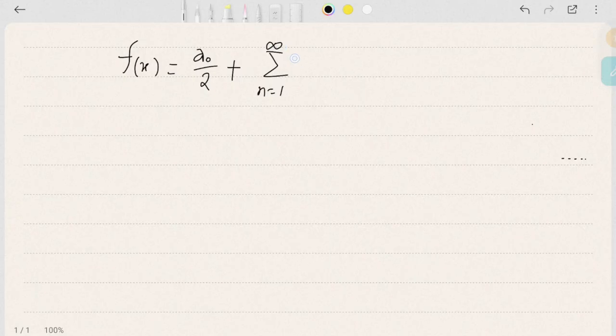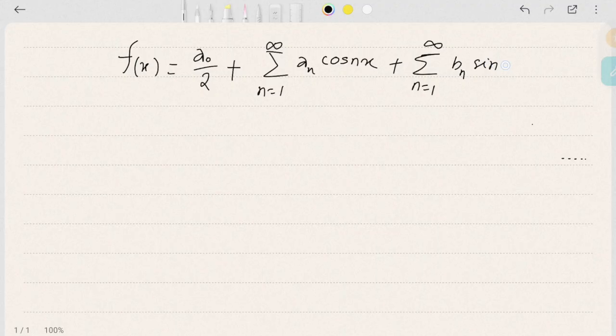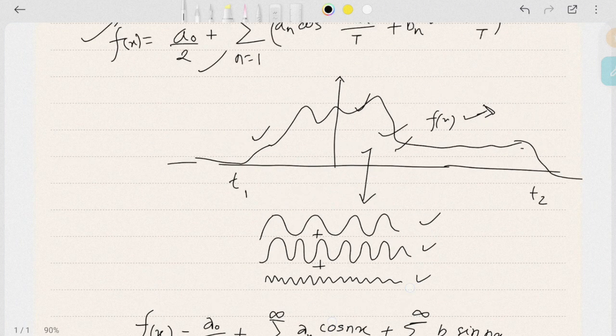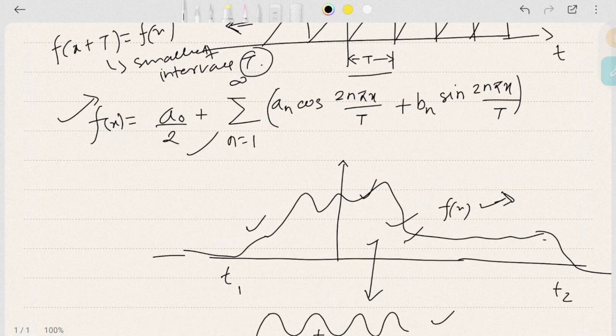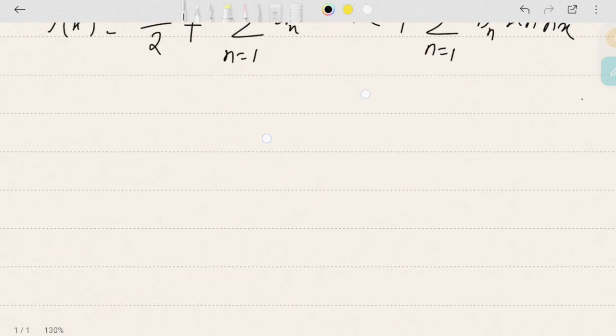Let's find a naught, a_n and b_n here. This is a periodic function of period 2 pi. Because the real formula is this, if T is 2 pi, the 2 pi gets cancelled and x will remain. That's what is written here.